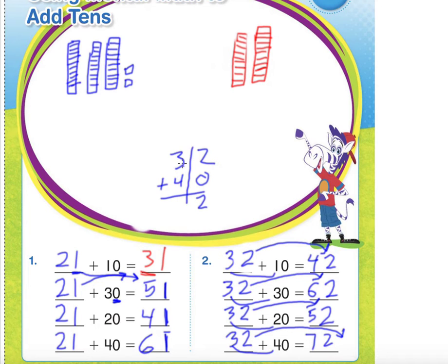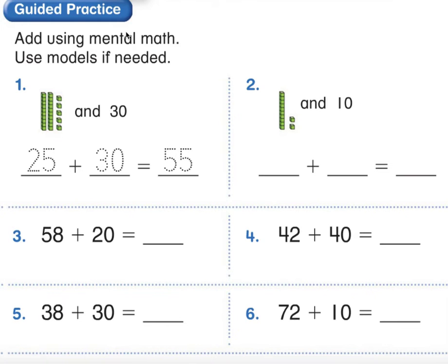Now we have 2 plus 0 is 2. And 3 plus 4 is 7. We still have 72, either way. All right, now let's open up our packets and take a look at the inside.